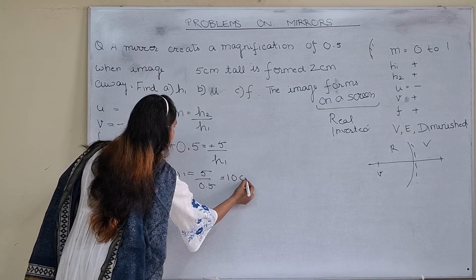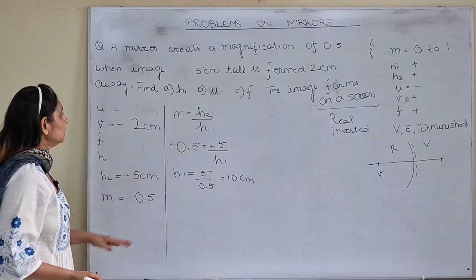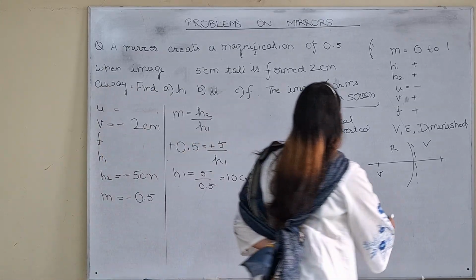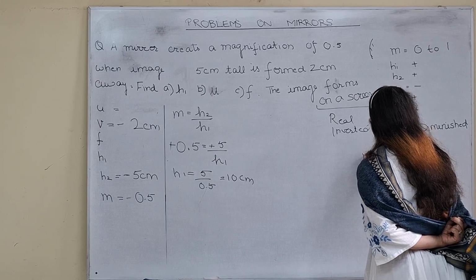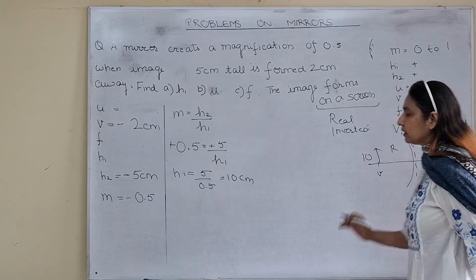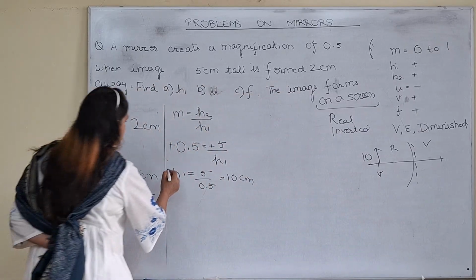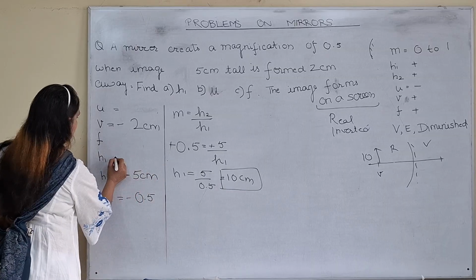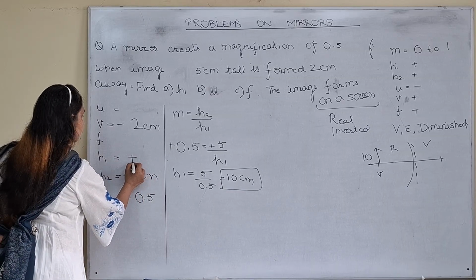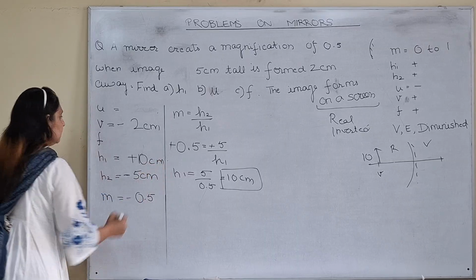Height is 10 centimeter. The object height is 10 centimeter. So if I draw an object here, it is 10 centimeter high. Okay. Now let's solve another thing. We'll write this data here. And the object is always upright, so it will be positive.